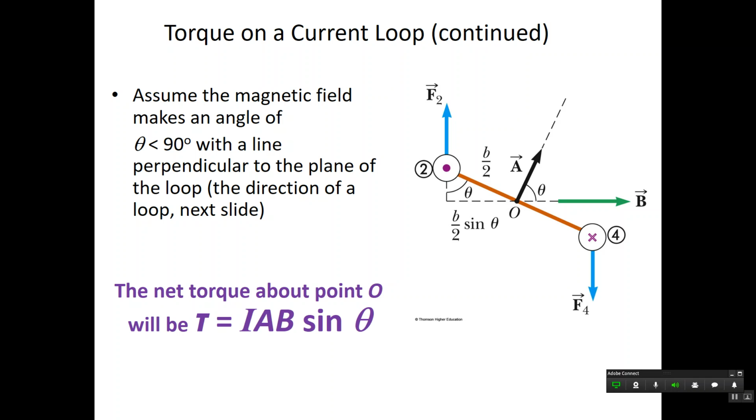That means that the angle, as it changes, is going to give different results, so this is going to be more of a function. This is going to be important. Torque is equal to IAB sine theta. And this is going to be true until when? At what point is my loop going to stop rotating?